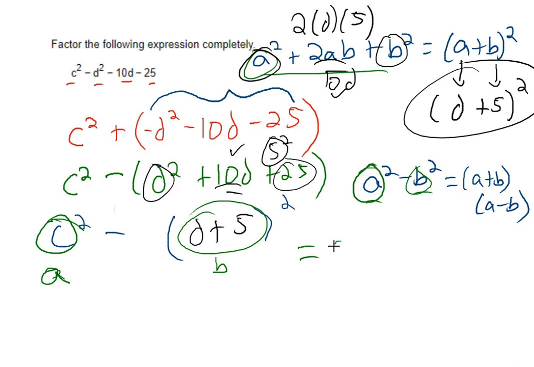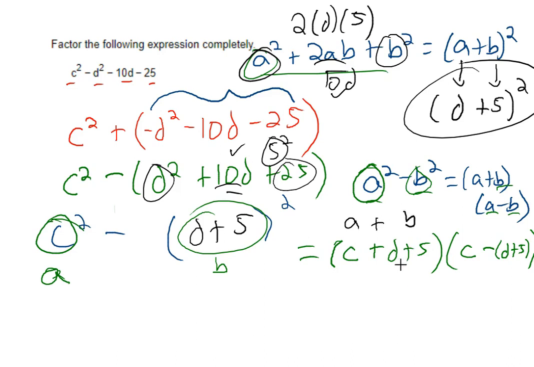Instead of a, I'm going to have c plus, instead of b, I'm going to have d plus 5. And I'll do the same thing here. Instead of this a, I will have c minus, instead of this b, I'm going to have d plus 5. All right. So hopefully that's clear, the substitution that we're making. This is where a was. This is where b was, right? This is where a was here, and this is where b was. But we're changing out the a and the b for what's actually in my problem.